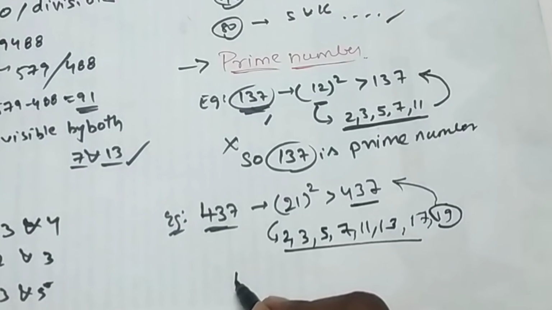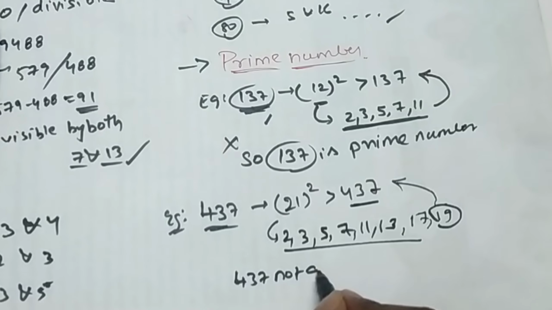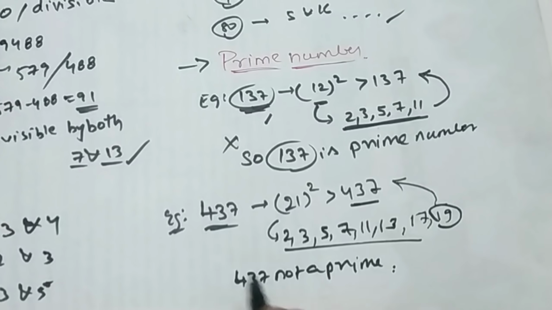If any of these primes divides the number, it is not a prime number.